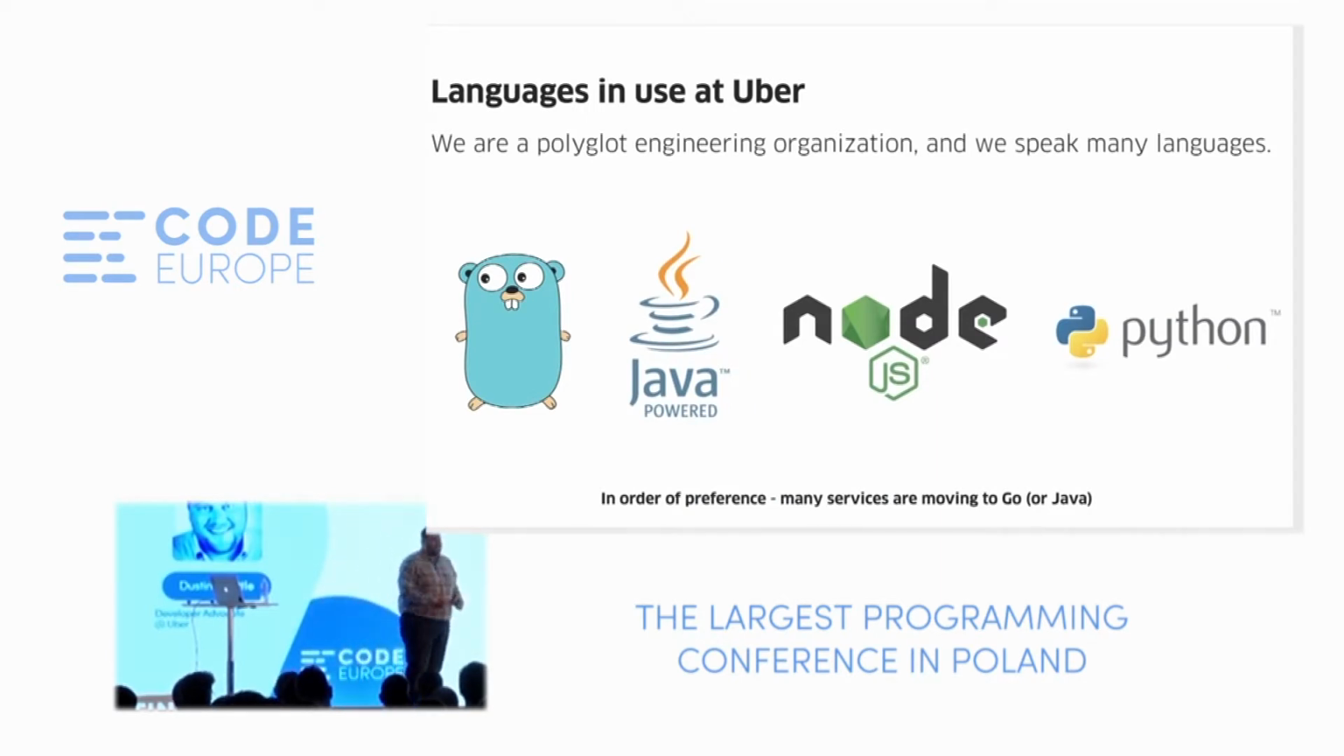And so we have many languages in use at Uber. We're a polyglot organization. We primarily use Go, Java, Node, and Python in production. And so we have a really diverse set of teams. Again, 14,000 full-time employees globally. And they use a whole host of technologies.